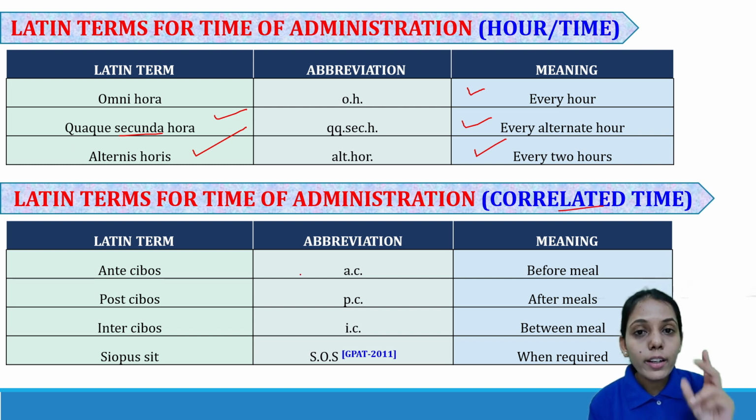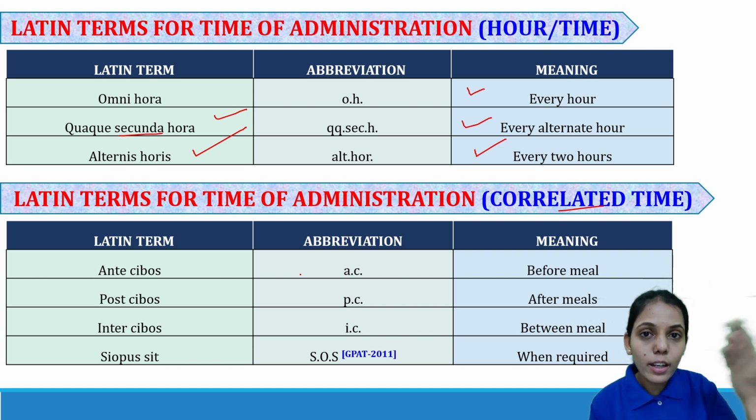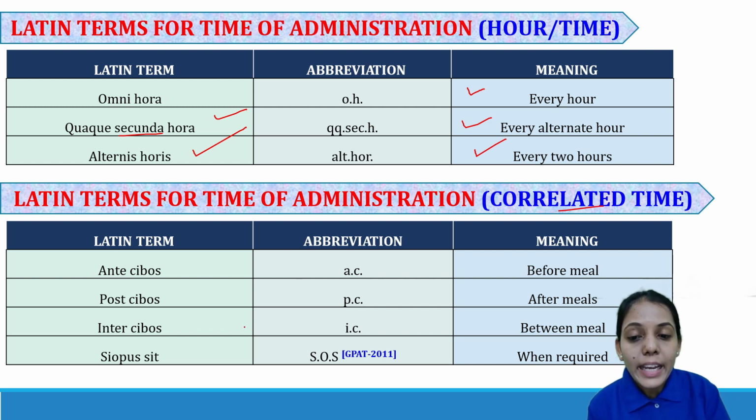Okay, so here remember cibus means meal. Ante cibum: ante means before, so before meal. Post cibum: post means something done afterwards, so after meal. Inter means between, we have seen internocte. So inter cibos means between meals.